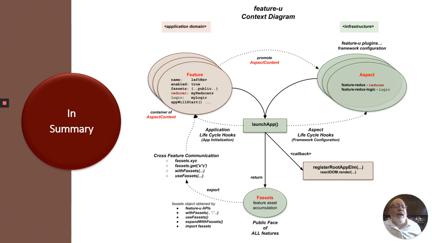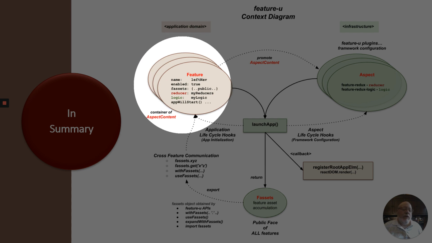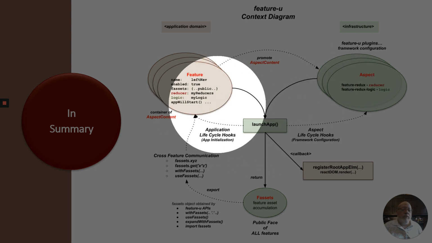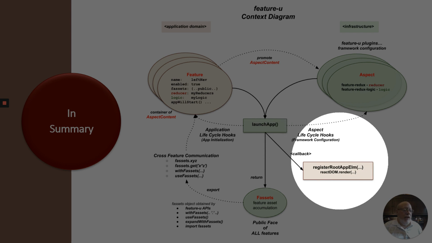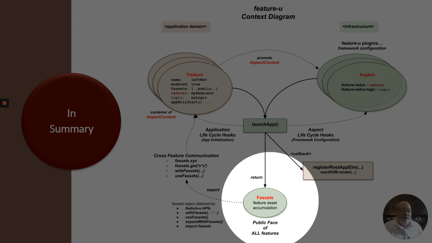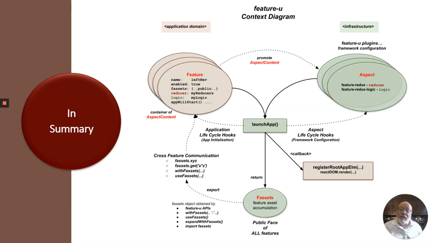All right. Well, with that introduction, I think the context diagram of feature U will make more sense. You can see here that launchApp is in control of your application and that it's accepting an input of both features and aspects, and it's interacting with those items through various lifecycle hooks. And it actually is calling back out into the application to do our registration of the root DOM, which makes it compatible with any of the React platforms. And it's also promoting a fassets object, which provides us the ability to do all of our cross-feature communication in an extendable way.